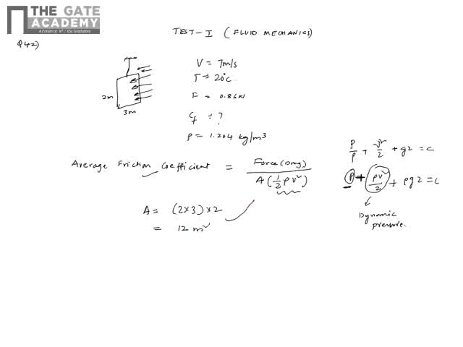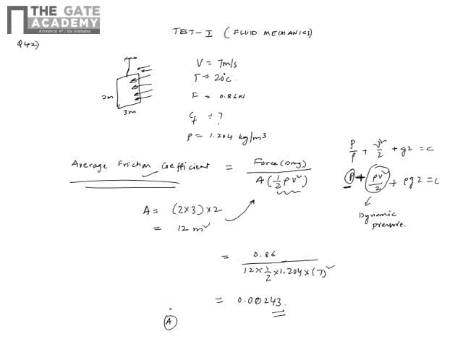Now if I substitute everything here, I would get the average friction coefficient. Force is 0.86, area is 12, half density is 1.204, and stream velocity is given. Temperature is basically given to confuse you. So this value comes out close to 0.00243. You have to use a calculator to do it. This is just based on the definition of average friction coefficient. So the answer is option A, 0.00243.